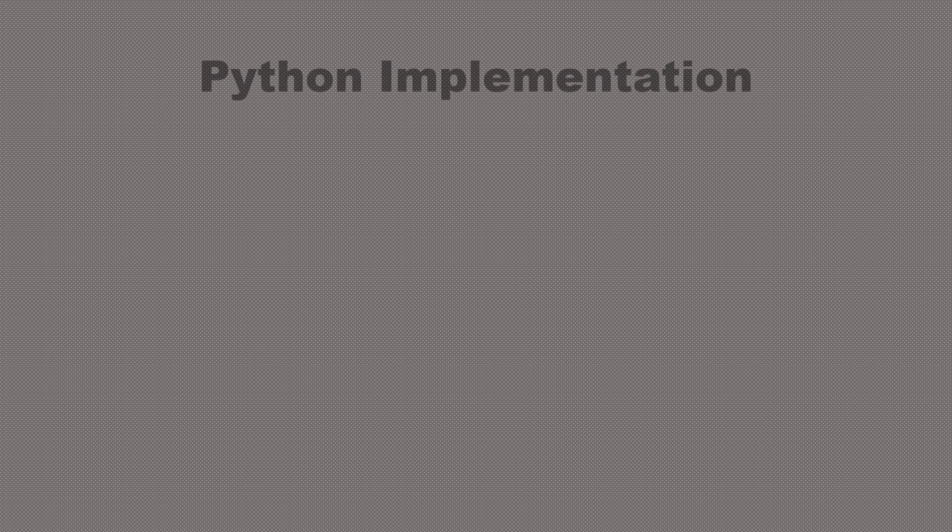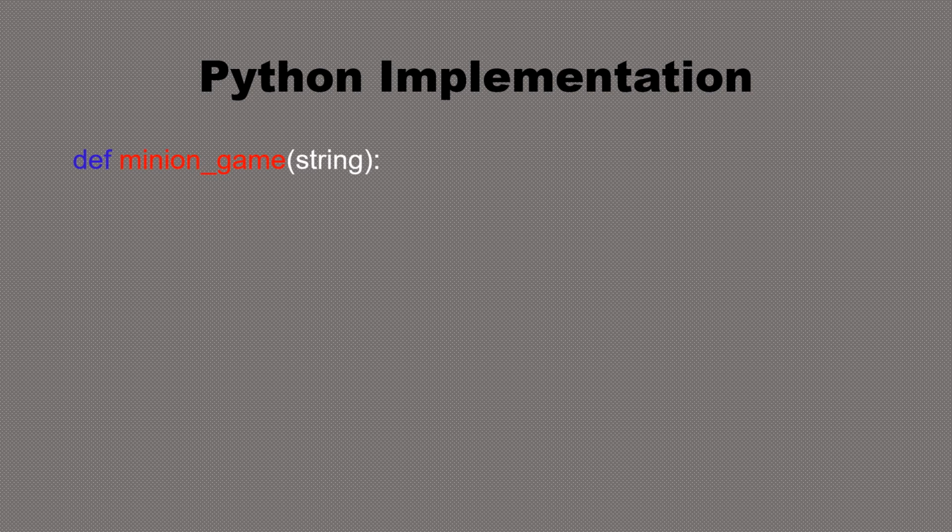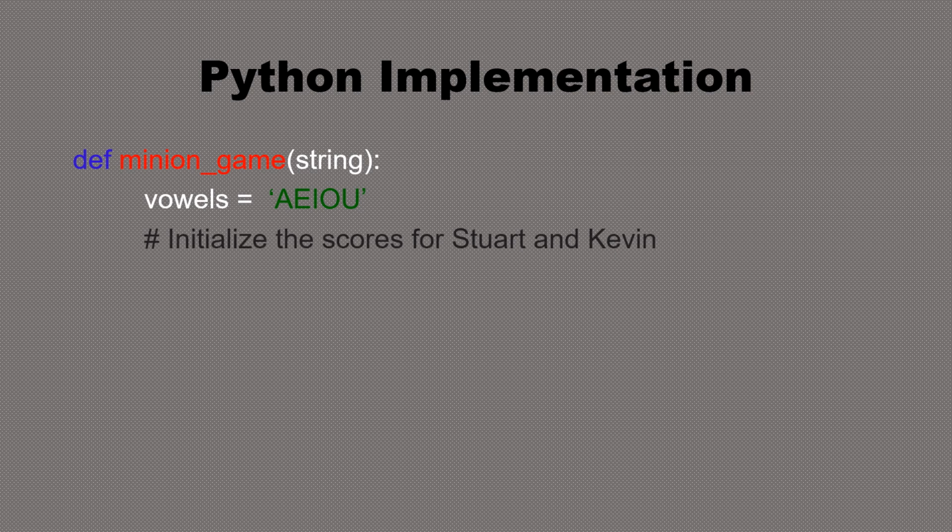Alright, now let's get into the fun part, the Python implementation of our Minion game. For this purpose, first we will define the function minion_game using the def keyword with one parameter, string. Then we initialize a variable named vowels to store the vowels, which will help in increasing readability, maintainability, and efficiency of our code. Next step is to initialize scores for both Stuart and Kevin and set it to 0.